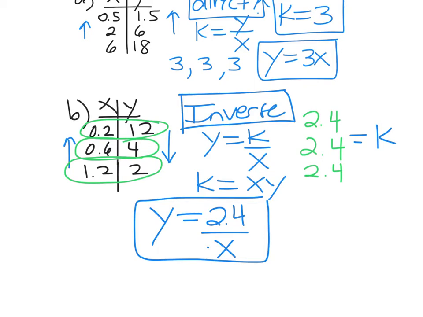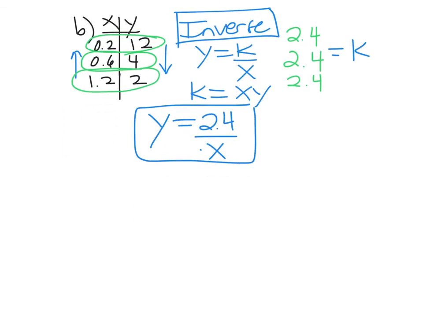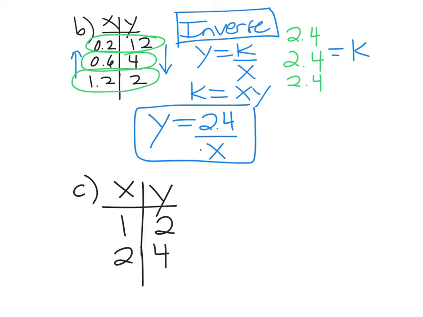All right, so we did one of each. Now let me show you what a neither looks like. With neither, all you do is write neither and you don't have to find k, you don't have to find the equation, you just move on. So this is what a neither would look like. You have an x and y. And let's suppose that this is 1 and 2. And this is 2 and 4. And this is 3 and 9.